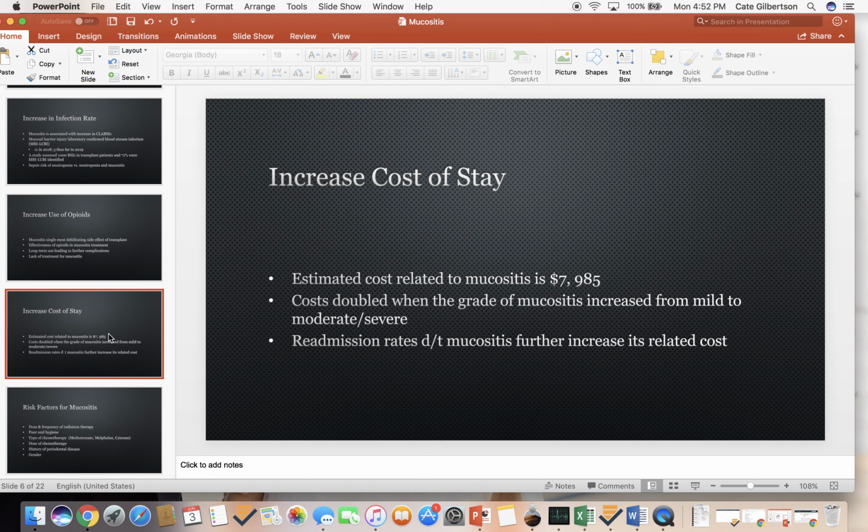Increased cost of stay. The estimated cost related to mucositis is around $8,000, and this cost doubles when the grading of mucositis increases from mild to moderate or severe. And as we'll touch on in coming slides, the majority of our patients who get mucositis do have the moderate to severe form. So by the time we figure out they have it, and with the chemotherapy and radiation agents that our patients get, the majority of them have a pretty severe form of it. And then increased cost of stay can be related also to readmission rates due to mucositis.